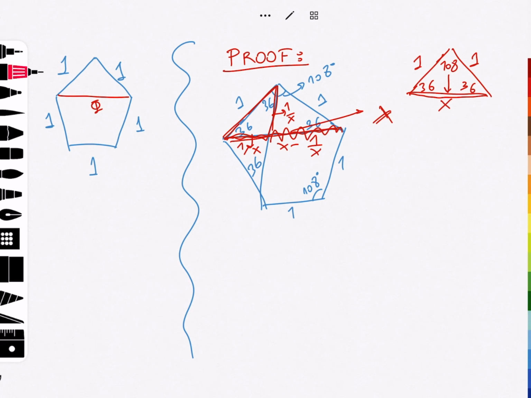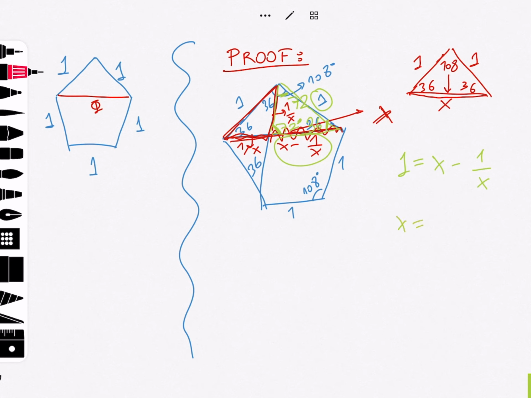Now let's find some more angles. 36, 36. This angle right over here is 72 degrees. This is 36 degrees. So this angle is also 72 degrees. And we can see that this triangle here is also isosceles. So this length, 1, equals this length, x minus 1 over x. Now let's just solve this equation.